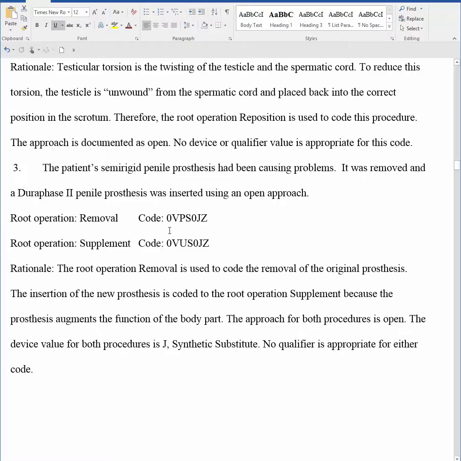The code for the removal of the old prosthesis is 0VPS0JZ, and the new one is 0VUS0JZ. Again, that's supplement because it's augmenting the biological function of that body part. Again, it's open surgical approach. It says it right here in the clinical documentation.